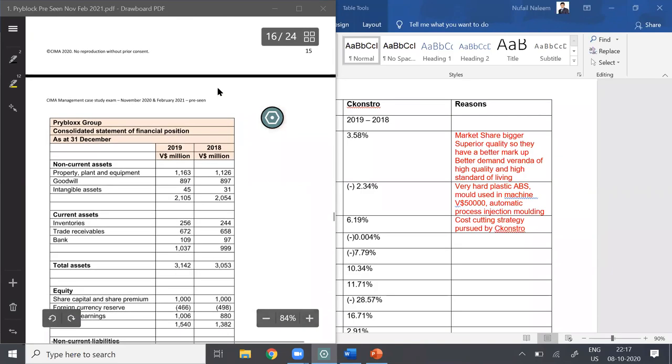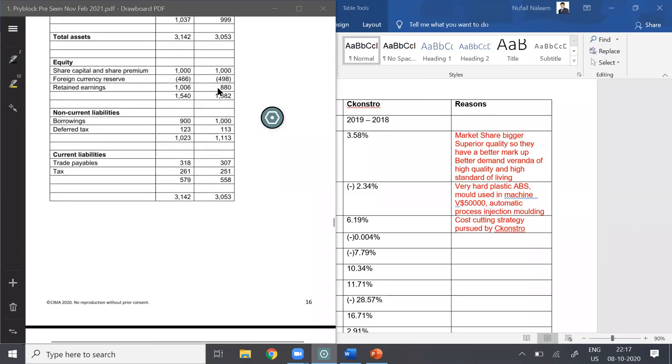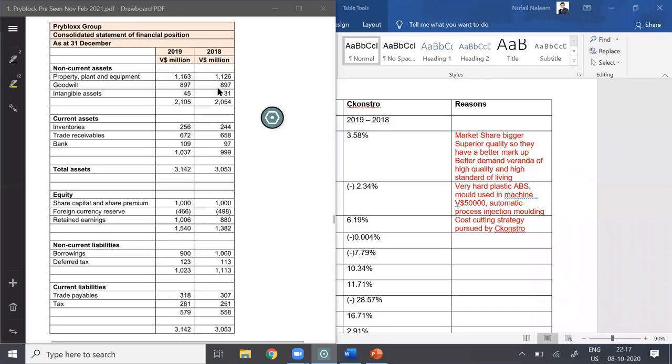If you generally see, can we come to the discussion? Yes or no? I said the same thing about the borrowings, but you did not specify, right? If you look at our main company, Prybox, our borrowing is 1,000, our share capital is 1,000. Here, 400 and 700. And here it's 1,000 and 900.